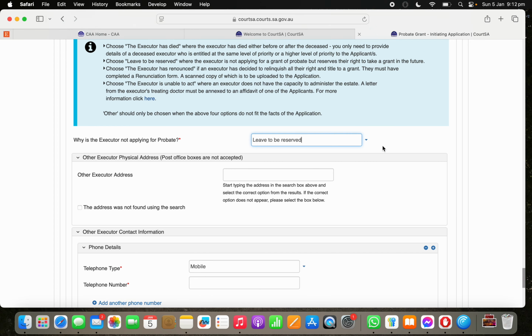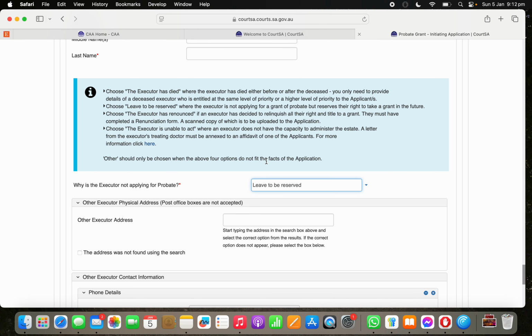Now, there are a few other options. I would recommend having a read of this blue box as to the other options that are there, because you might have a scenario where the executor actually has decided to renounce, or the executor is unable to act, and other should only be chosen when the above four options don't fit the facts of those four options.